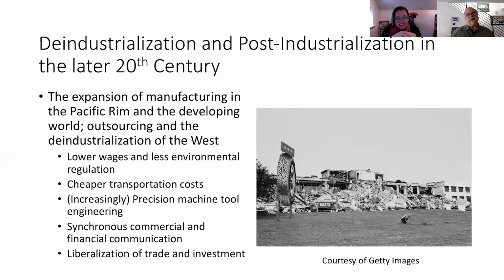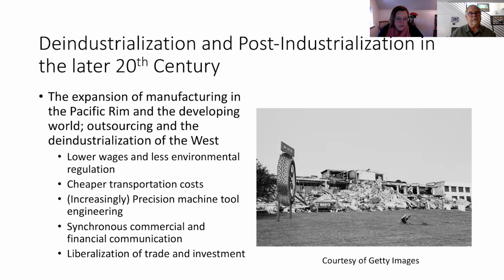So another factor leading to globalization is deindustrialization, post-industrialization, which takes place in the late 20th century and is also part of the curriculum of Unit 9. During this period, we see a massive expansion of manufacturing outside of the West, initially in the Pacific Rim and then in other parts of the developing world. And it was very much associated with the outsourcing of industry out of the West and the deindustrialization of the West. Why did this happen in a larger context?